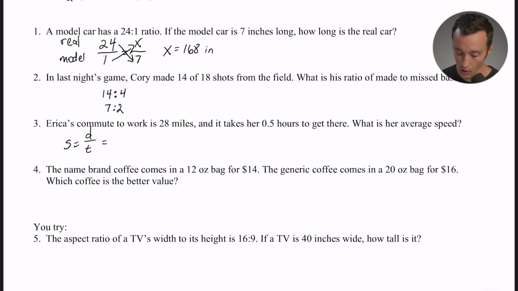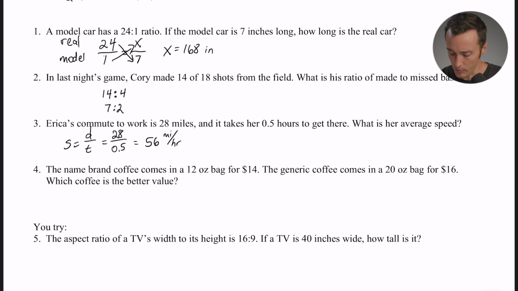So what was the distance? Well, she traveled 28 miles and she did that in 0.5 hours. So if we take 28 divided by 0.5, that's going to give us 56. That's good as a final answer, but you need to have a unit with it. And of course, this is miles per hour. So you could do it like this, miles per hour, or MPH, because that's a pretty common abbreviation for it.